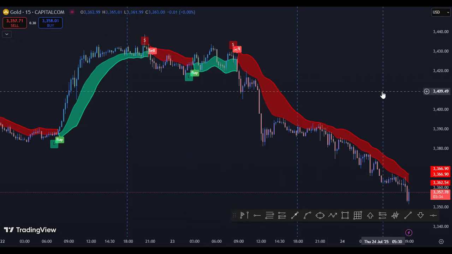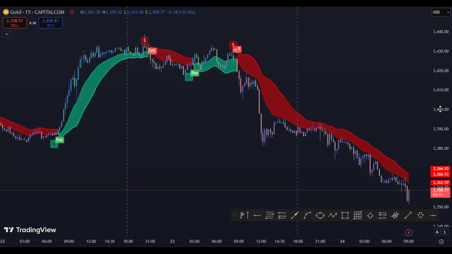We have a new system under TradingView, under my YouTube channel and under my services. So this indicator works best on trending markets. The indicator name is Smart Trend Flow. I've been testing it. I've backtested it. It works fine on gold, on indices, and even on currency pairs.